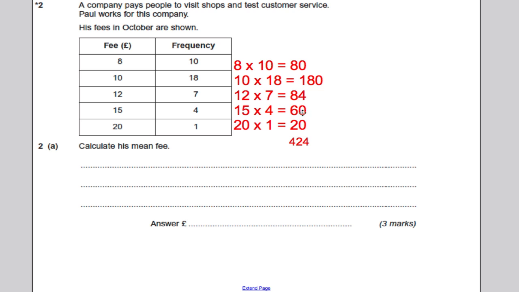And then we work out the total of all of these. So 80 plus 180 plus 84 plus 60 plus 20 gives us a total of 424. And we're going to divide that by the total frequency, which in this case is 40. So with our calculator, 424 divided by 40, we get 10.6. So his mean fee is £10.60.